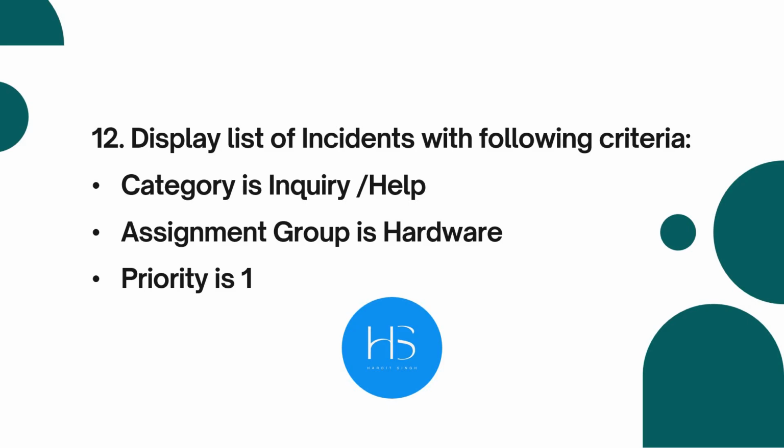Next is display the list of incidents with the following criteria. Category is inquiry help, assignment group is hardware, priority is 1. So you would say what is different this time. In this scenario, we will be using encoded query.